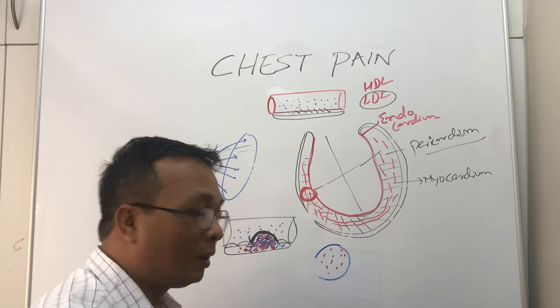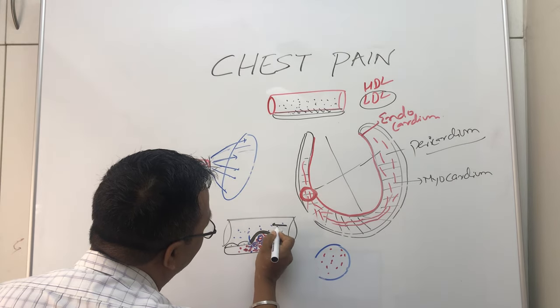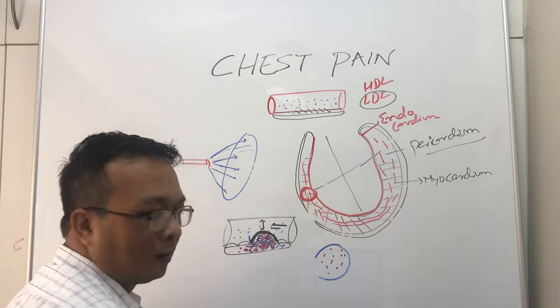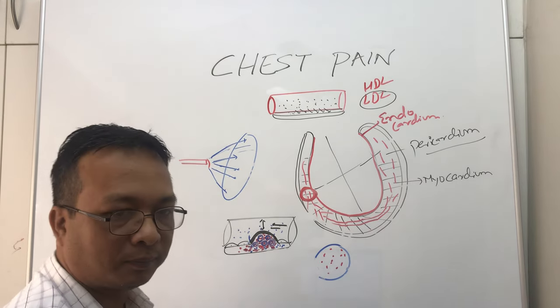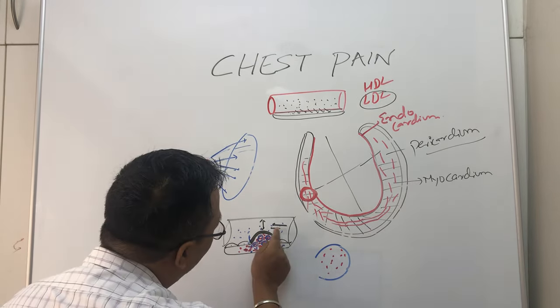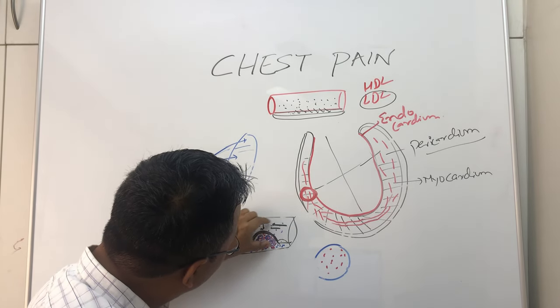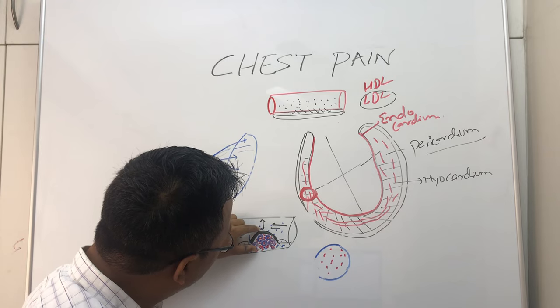So what is the overall effect? The overall effect is that when the blood was flowing this way, now it has got less space. So this part is like a blocking. It's blocking the flow of the blood. Now when 100% of blood is going, 50% is being blocked.